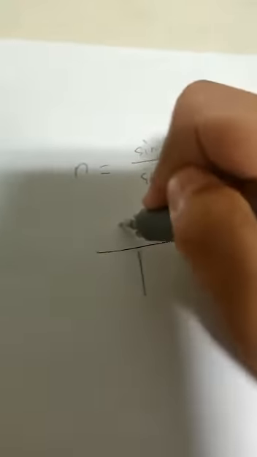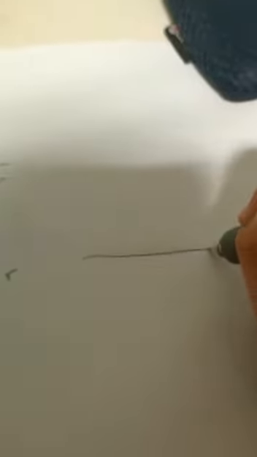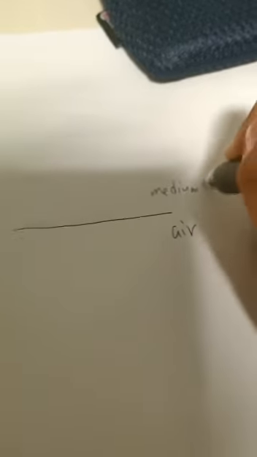So very basically, n, which is the refractive index, equals sine I over sine R. So you can do the pyramid thing and you get n equals sine I over sine R. I is the angle of incidence and R is the angle of refraction. So let's say you have this boundary, right? You have air on one side and a medium. Let's say it's water.